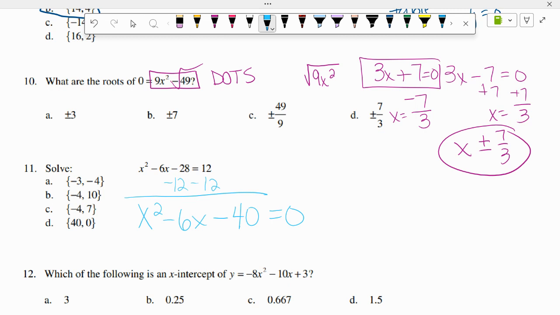Y equals x squared minus 6x minus 40. And then go to your table. Remember, when you go to your table, you're looking for the places that y equals 0. You should have 2 of them. Where are the 2 places in your table that y equals 0? What do you get, Uriah? Put that equation in, y equals. Then go to your table.